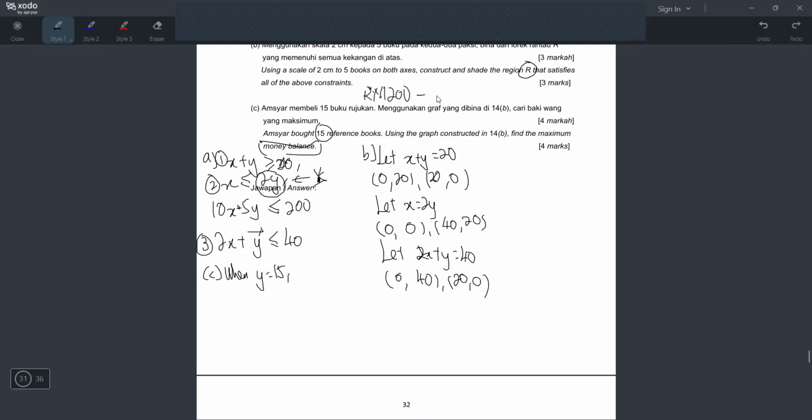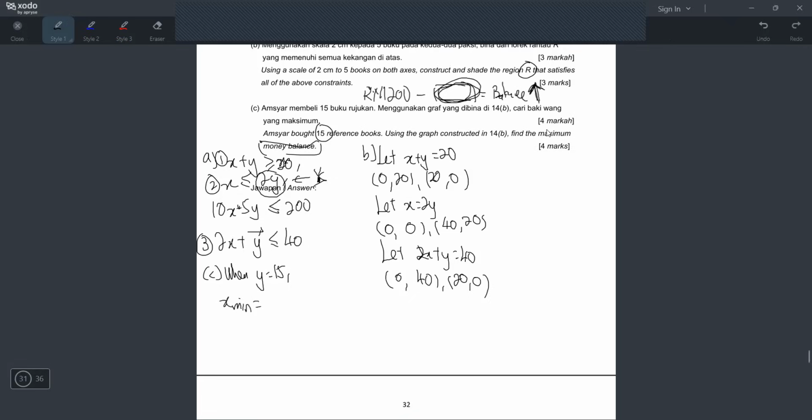I will take 200 minus the spending money, then I will get the balance, right? But I want the money balance to be maximum. So what do you think I have to calculate now? I have to calculate the minimum value of X. Why do I have to calculate minimum?